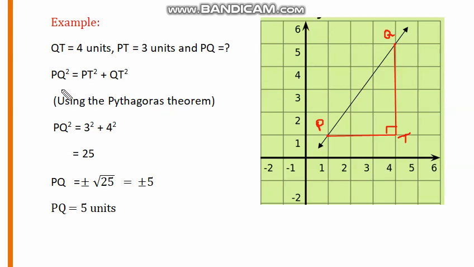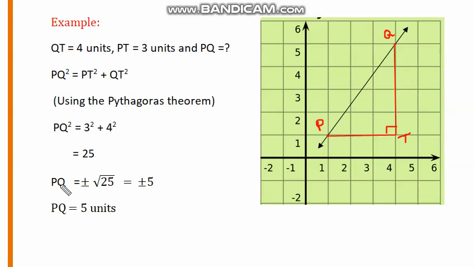Already we know the statement of the Pythagoras theorem. In a right angle triangle, the square of the hypotenuse is equal to the sum of the squares of the other two sides. So PQ square is equal to PT square, which is 3 square, plus QT square, which is 4 square. So 3 square is 9 and 4 square is 16. So 9 plus 16 is 25. So PQ square is equal to 25.